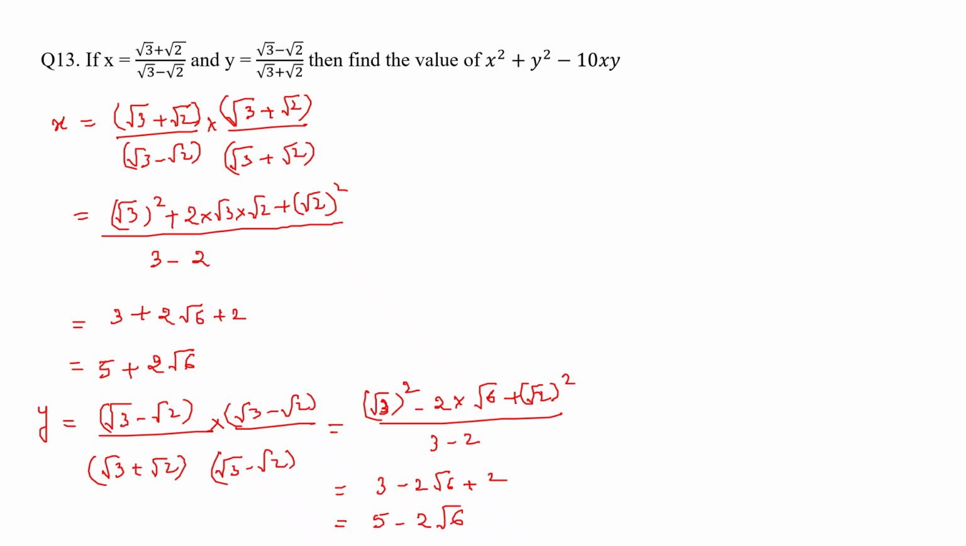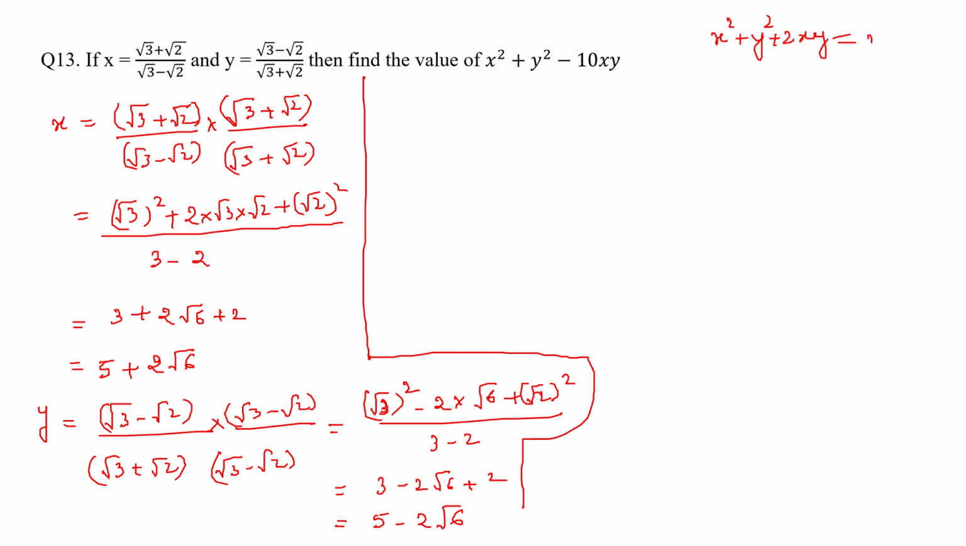Now, what we have to find? We have to find x square plus y square minus 10xy. From here you can do it in two ways. One way: find the square of x, find the square of y, then find xy also and put in the values. The other way will make your work a little easier. We already know that x square plus y square plus 2xy is the formula for (x plus y) whole square, isn't it?